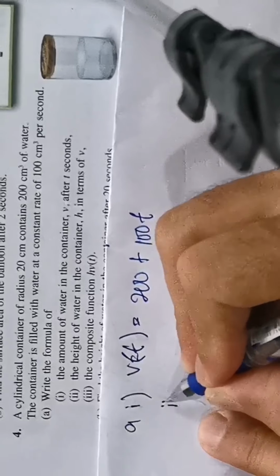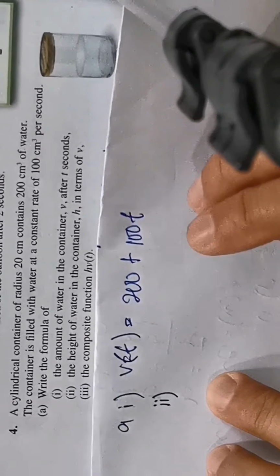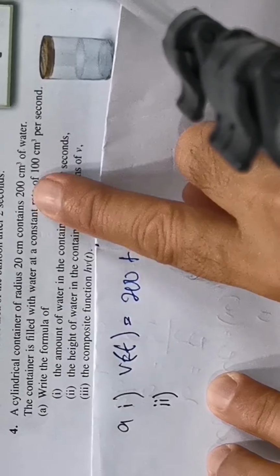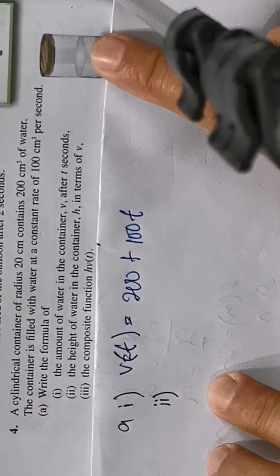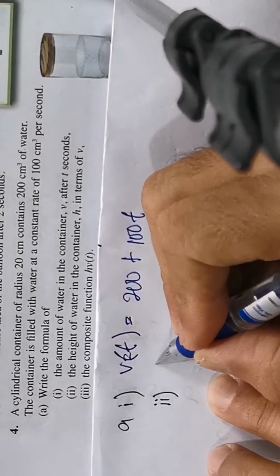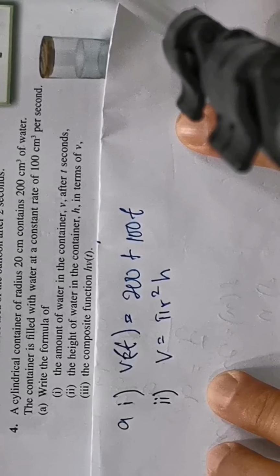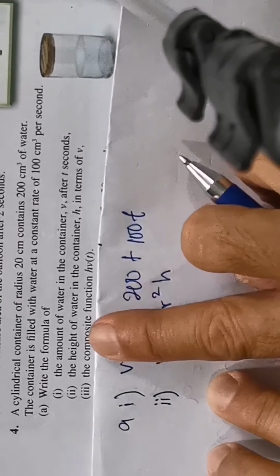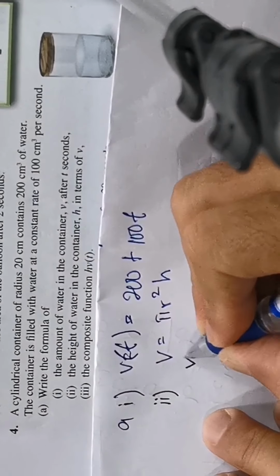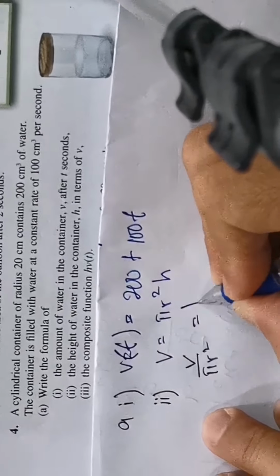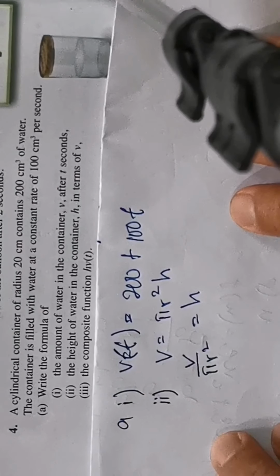Then A2, the height of water in the container H in terms of V. We know that in order to calculate the volume of water in the container, V equals pi r squared H. Because the height of the container is in terms of V, you just move pi r squared to the other side, so V over pi r squared equals H. Alright, that's all for A2.